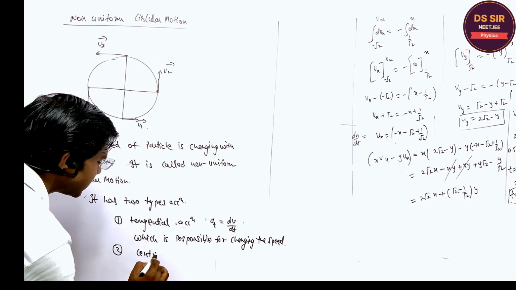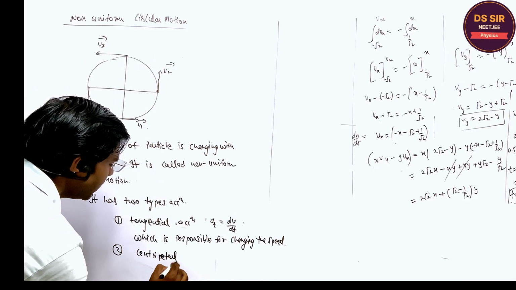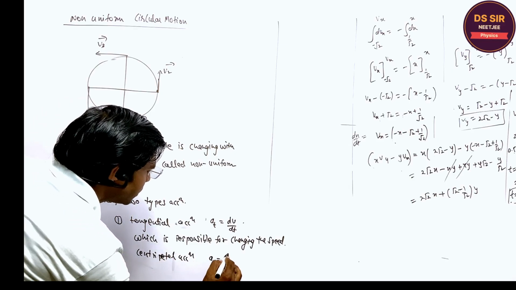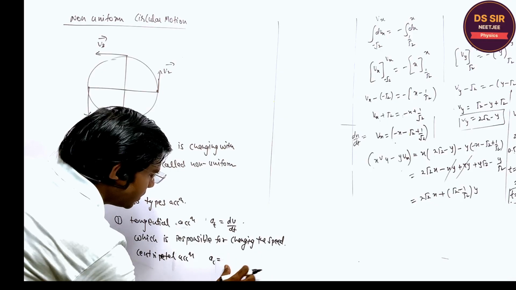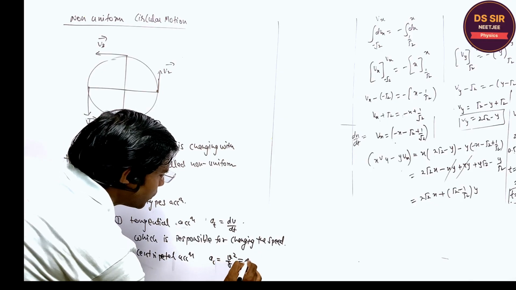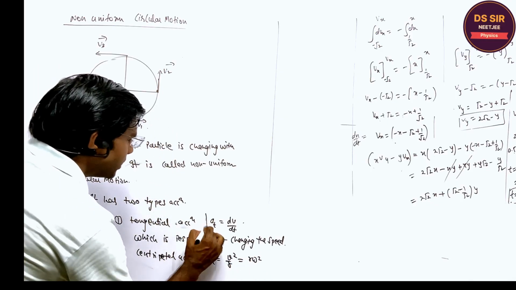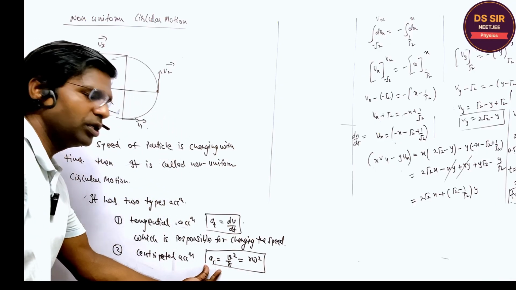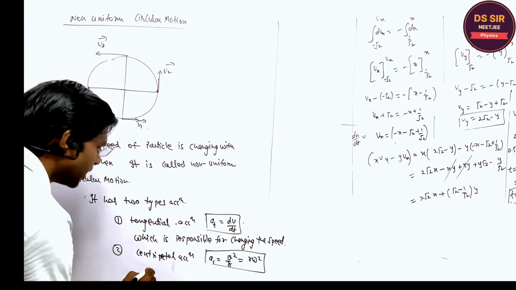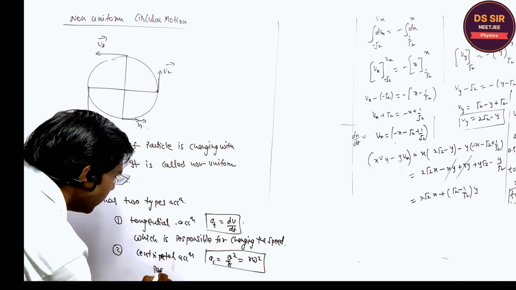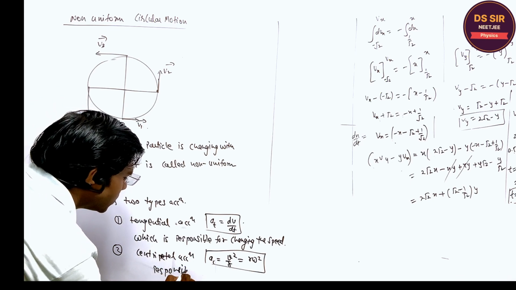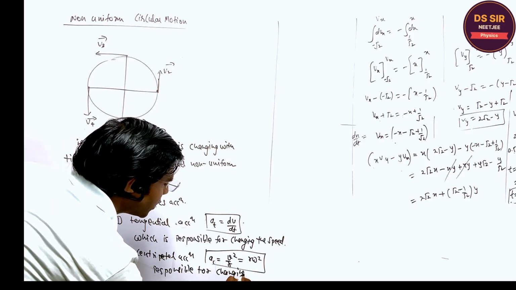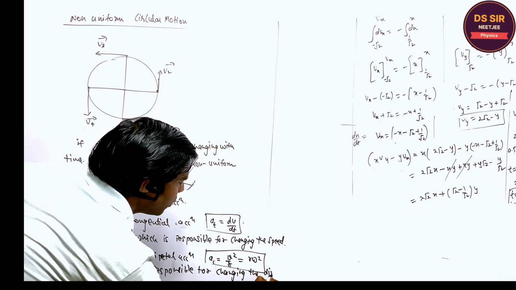This is centripetal acceleration. The AC is equal to v square upon r or r omega square. This is the AT, this is the AC. And this acceleration is responsible for changing the direction. Is it clear or not?